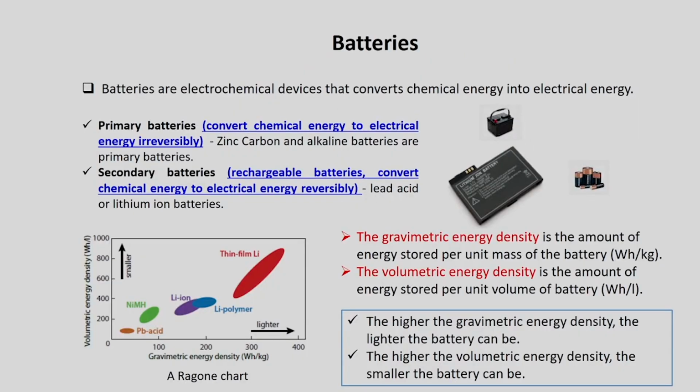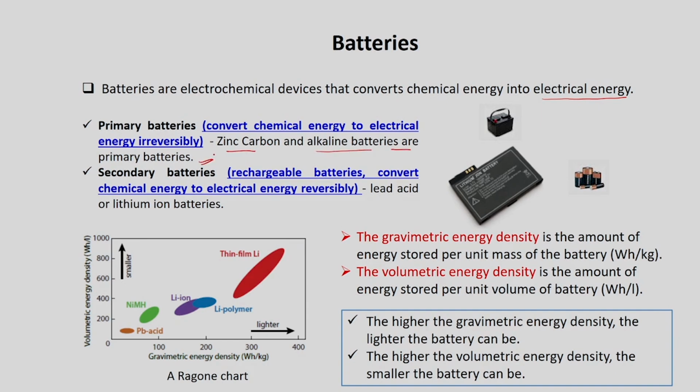We will study one by one those components which constitute a standalone PV system. So, let us first study the batteries. Batteries are electrochemical devices that convert chemical energy into electrical energy. There are two kinds of batteries normally used, primary batteries and secondary batteries. What are primary batteries? They convert chemical energy to electrical energy irreversibly. For example, zinc carbon and alkaline batteries are primary batteries.